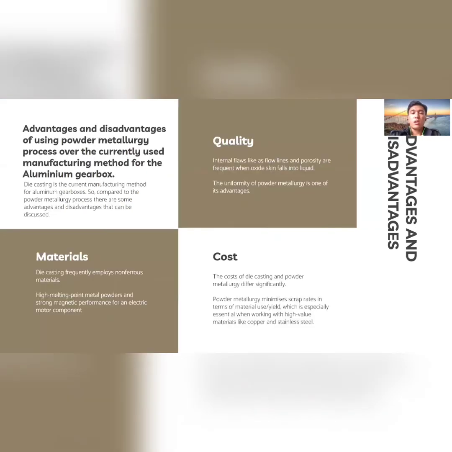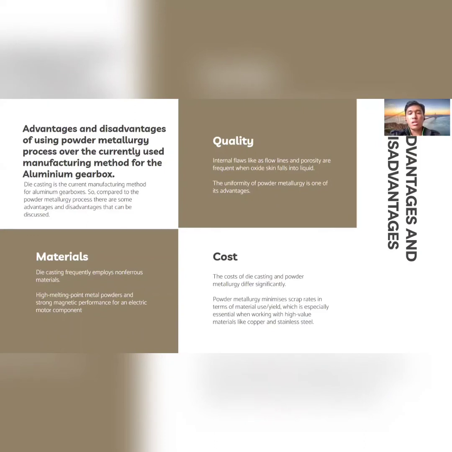Next, the advantage and disadvantage of using powder metallurgy process over the currently used manufacturing method for aluminum gearbox. Die casting is the current manufacturing method for aluminum gearbox. Compared to the powder metallurgy process, there are some advantages and disadvantages that can be discussed. The first one is quality, of course.